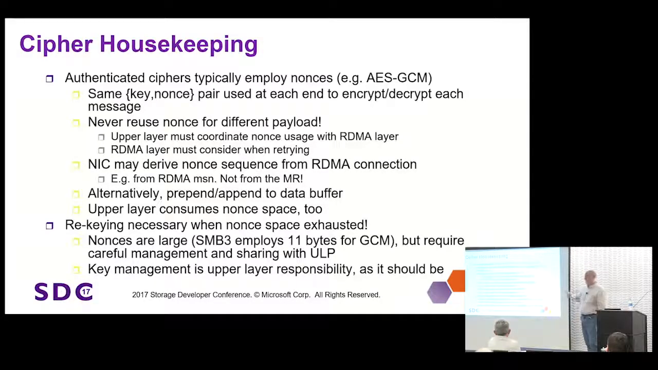The upper layer consumes nonce space too, so I just want to mention that coordination is important. Rekeying is necessary when the nonce space is exceeded, right? When you run out of unique nonces. They're huge, 11 bytes, 88 bits long, for the way SMB3 uses it. Most GCM nonces range up to about 96 bits. But they can still run out because you have to share them between layers. And you might have to partition it, and for whatever reason, you might get tight on nonces because they can never be reused. So there may be some required rekeying.